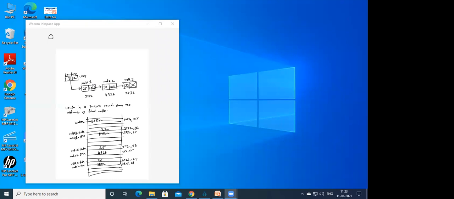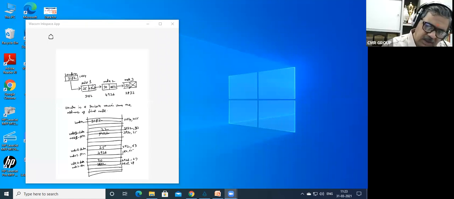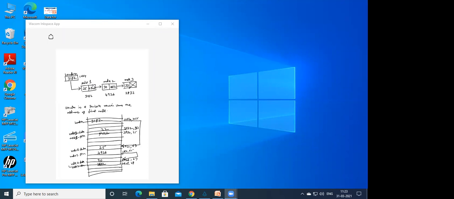The header is linked with 3182. So from here, it is linked to 3182. And where does the next one point? Node 1 dot ptr is storing node 2, so it is linked to this particular node. And what does this store? It stores the node 3 address.